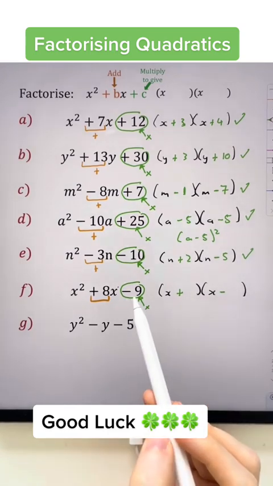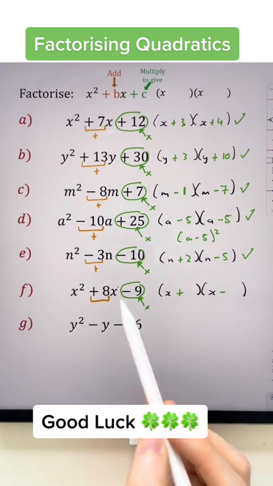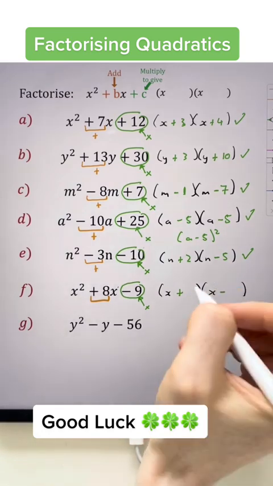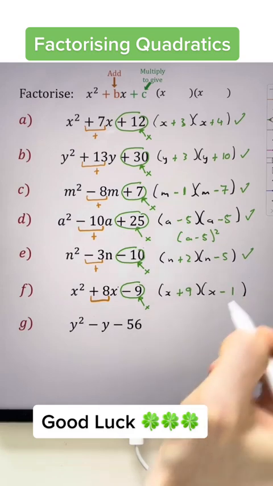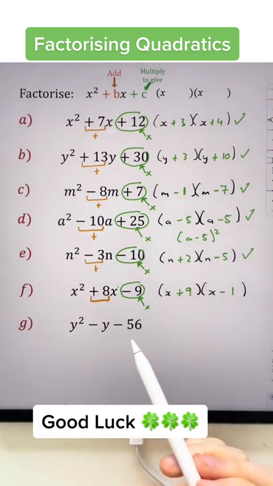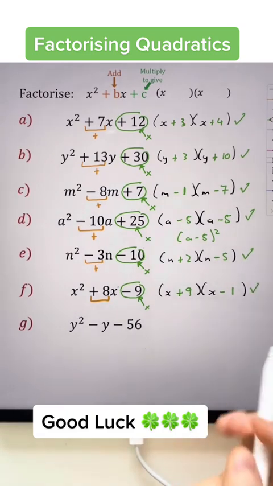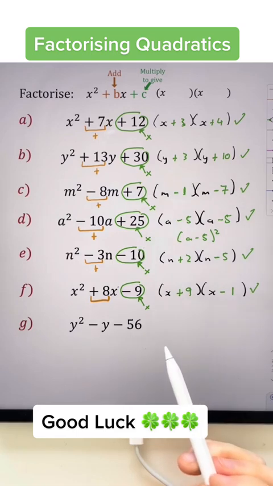The factors of 9 are 1 and 9, or 3 and 3. In this case, the only pair that multiply to give us negative 9 and add together to give us plus 8 is going to be plus 9 and minus 1, as 9 times negative 1 is negative 9, and 9 subtract 1 gives you plus 8. The plus has to be with the 9 and the minus must be with the 1.